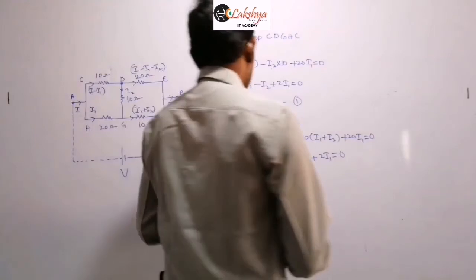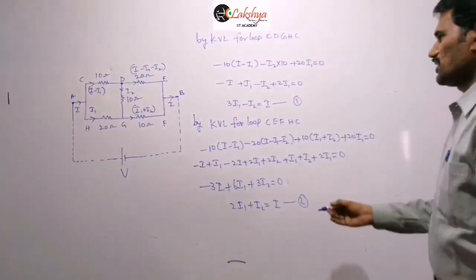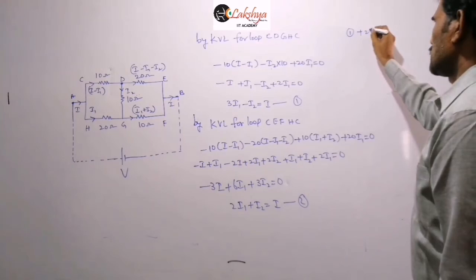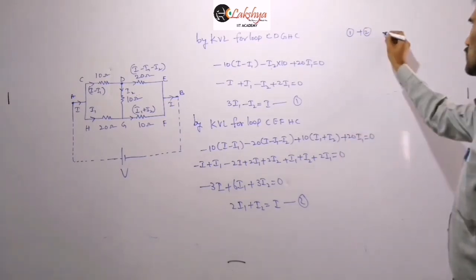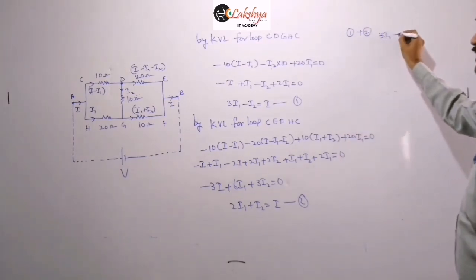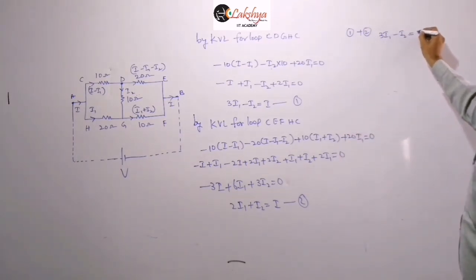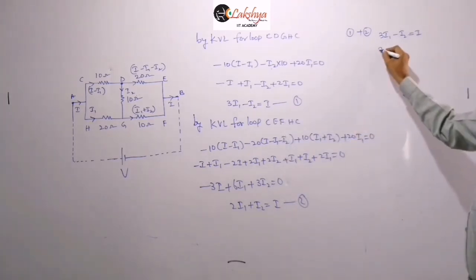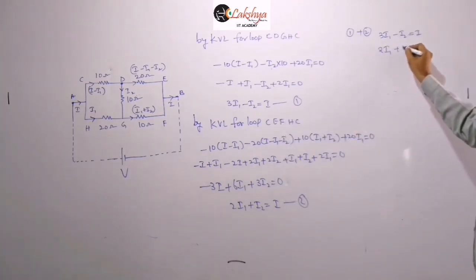Now let us solve the equations 1 and 2. Then you may find the I1 and I2 values here. This is equation 1 plus equation 2 I am writing here. So that is 3I1 minus I2 is equal to I. This is equation 1, and equation 2 is this one, 2I1 plus I2 is equal to I.